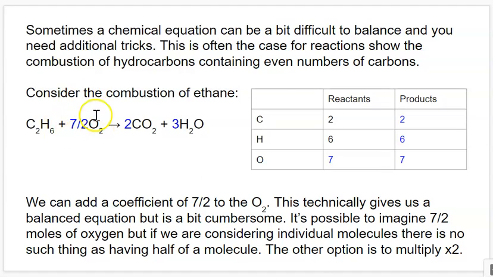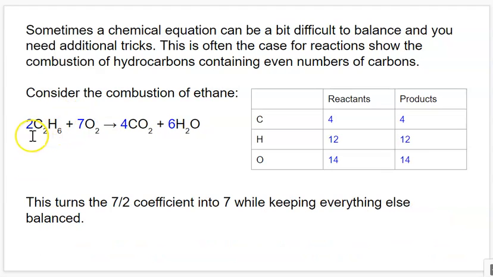But adding a 7 halves to the equation is a little bit cumbersome, even though this is technically a correct way to represent this. That's because it's possible to imagine that you have 7 halves of a mole of oxygen, because that would be a real number of oxygen molecules. However, if we're considering the particulate way of looking at these, you can't have 7 halves individual molecules, because you can't have half of a molecule. So the other solution here, to make that make more sense from a molecular standpoint, is to multiply the whole equation by 2, because 7 halves times 2 is going to be 7, and that's going to give us a whole number there.